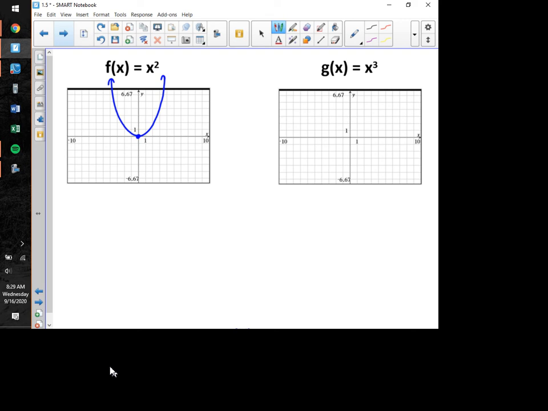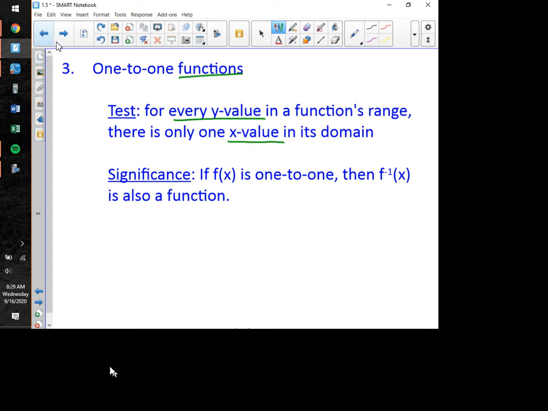But the next question is, everybody, is this function one-to-one? Well, let's go back to the definition. To be one-to-one, it would need to be the case that for every y value, there's one and only one x value in the domain.